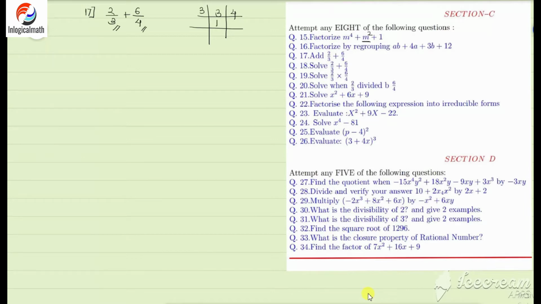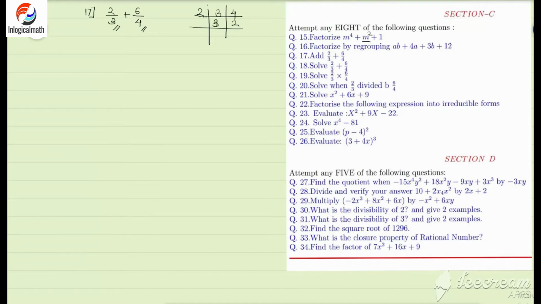Which can divide it. So first we have to go for finding. After 1 we have to take 2. We can't take 3. So first we will go for 2, because we can divide 4 by 2. So we can take 2. So 2 2s are 4.